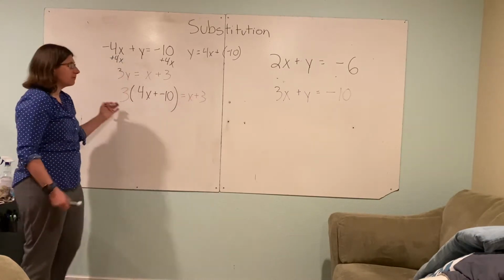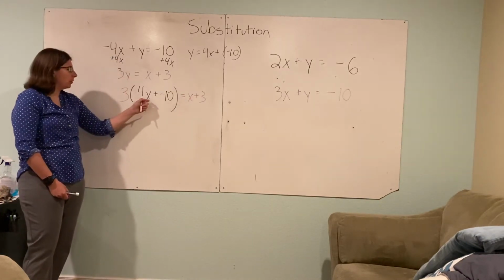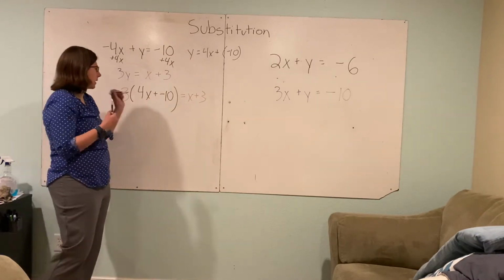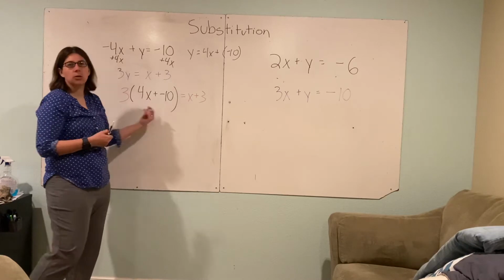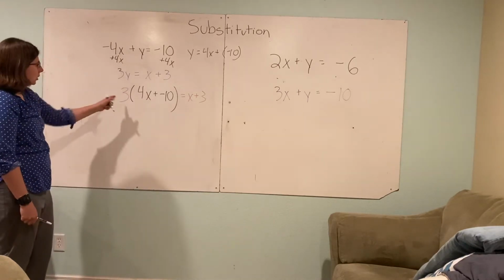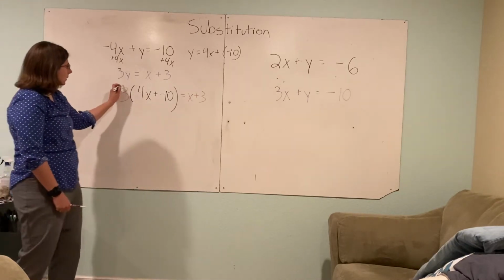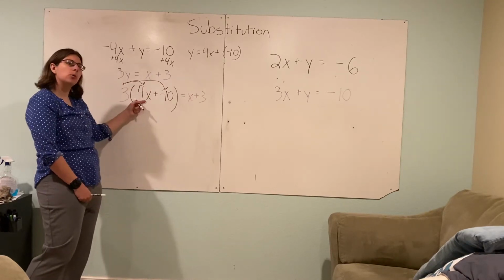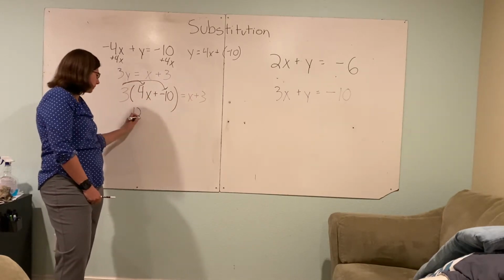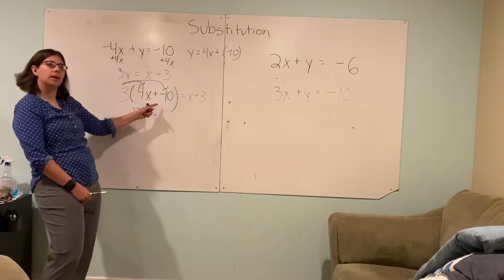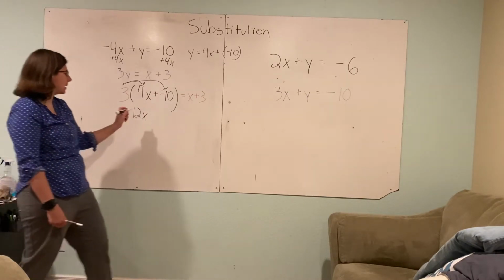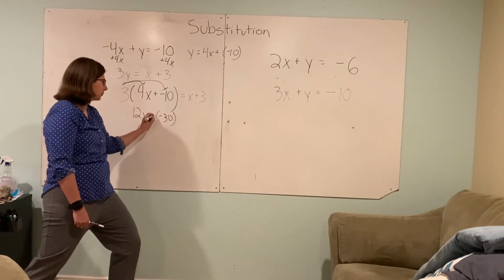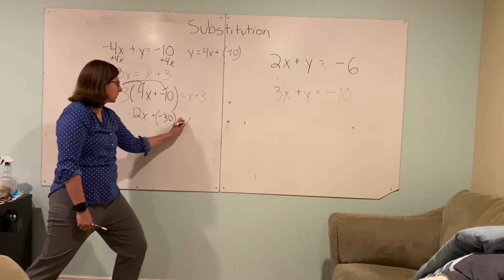Okay, if we look at our work here, we only are dealing with x's, right? We don't have any of the y's right now. And so now this is an equation that we can solve. Number outside parentheses means we need to distribute. 3 times 4x is going to be 12x. 3 times negative 10 is going to be negative 30. And we still have this x plus 3 here.